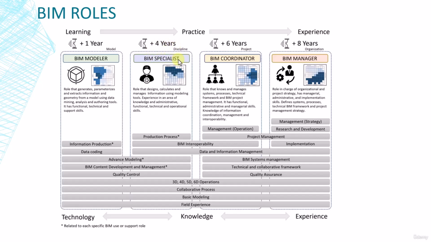Oh, and a very important point: the range or the scale that a BIM modeler covers would only be a model. Then the disciplines would be covered by the BIM specialist. A BIM coordinator covers the entire project. And at the end, the whole organization kind of answers to the BIM manager. Yeah, so these levels are actually quite important. We need to pay attention to them.